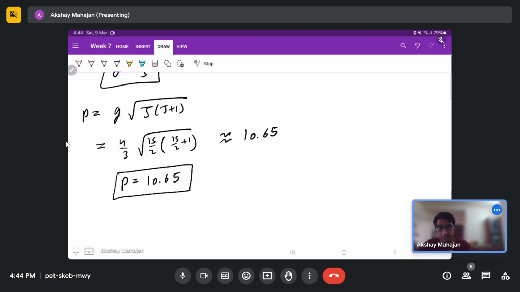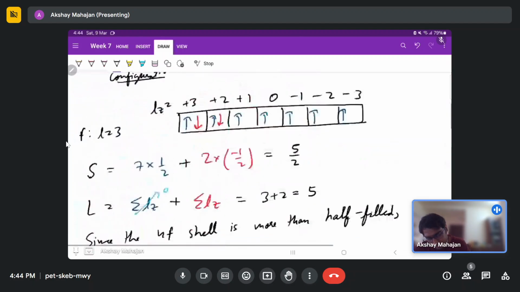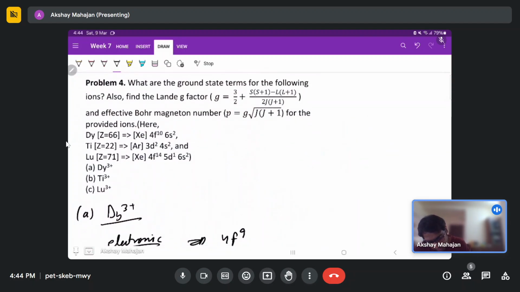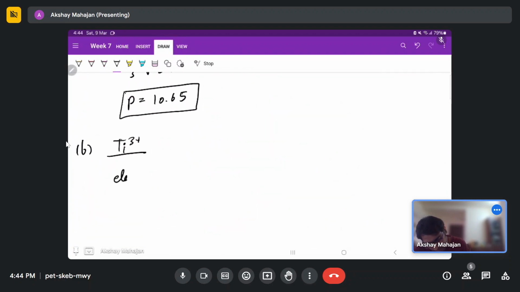Right, then next part B, which is for titanium. We have the ion titanium 3 plus. For titanium the electronic configuration is 3d2 4s2. Again we will take plus 3. First we will take the 4s electrons, so 2 4s electrons will be gone, and then 1 electron will be taken from 3d. So the electron configuration will be 3d1.